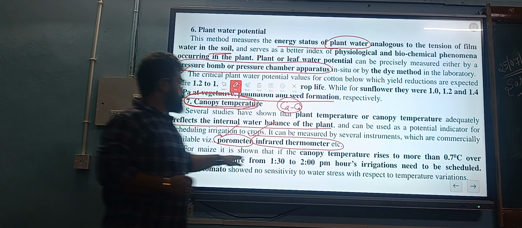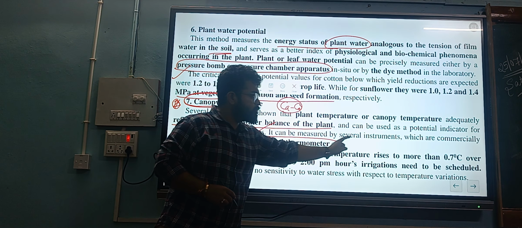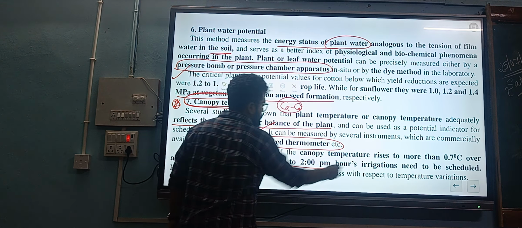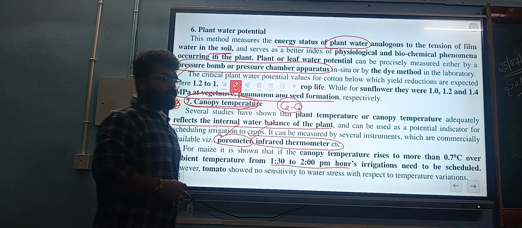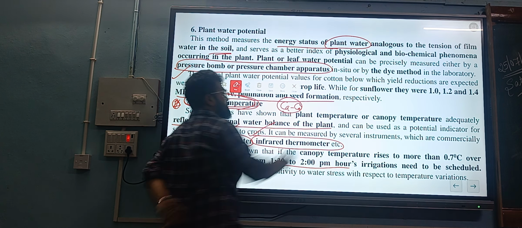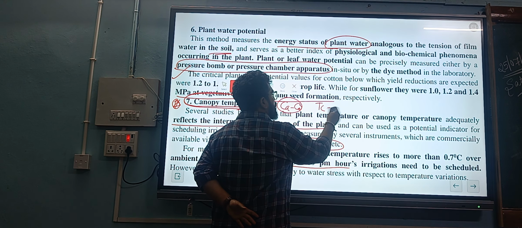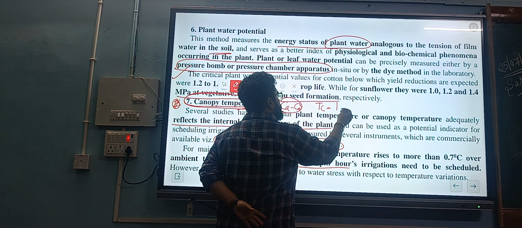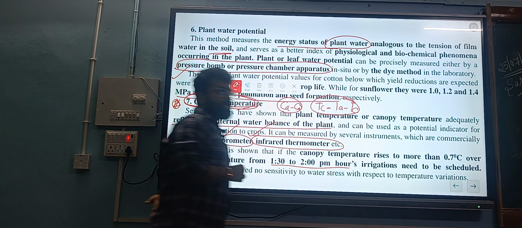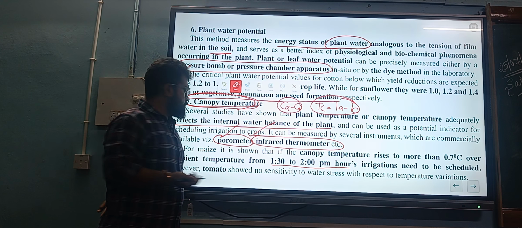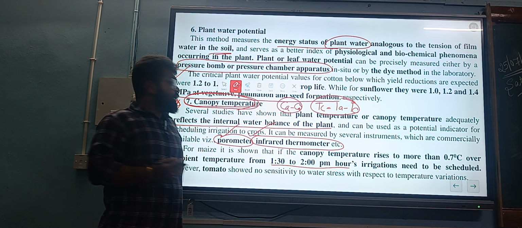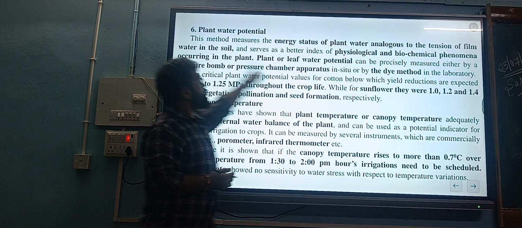For maize, it shows that canopy temperature rises to more than 0.7 degree over the ambient temperature from 1:30 to 2 p.m. Irrigation needs to be scheduled accordingly. So the canopy temperature, we also call it canopy temperature difference. So how can it be calculated? Well, the difference between air temperature minus the canopy temperature will give you the indication of soil moisture status or the moisture status in the plant. Based on that, you can go for irrigation scheduling.